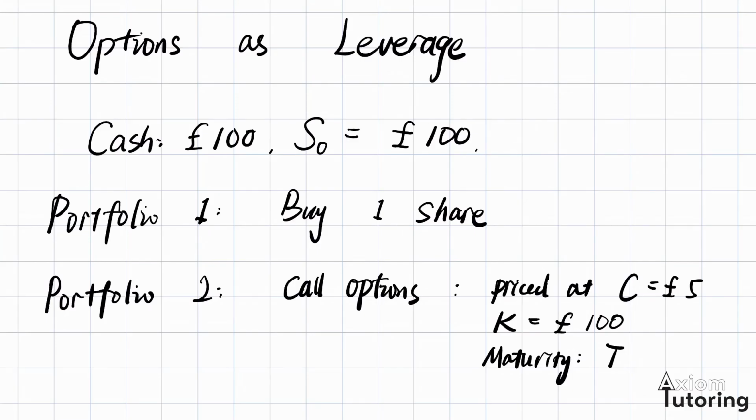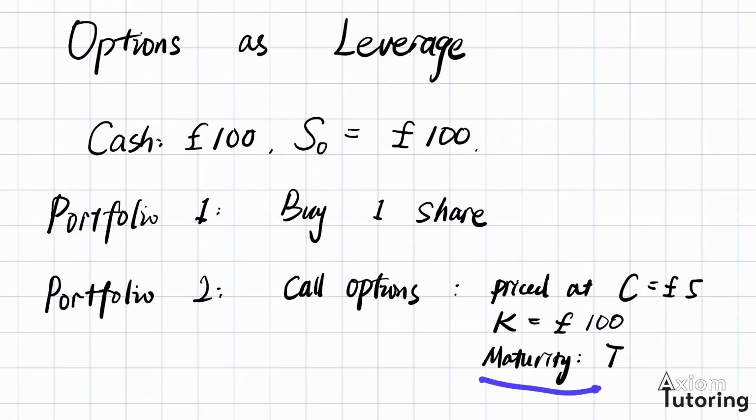The first being we can just buy the share right now and hope to sell it at some time in the future. And the second choice we can make is that we can buy call options, and the call options use this stock exactly as its underlying asset. So suppose the call options are priced at £5 per option. So that's the price of the call options that we have to pay in order to purchase them. And with the strike price at £100, exactly as the price right now.